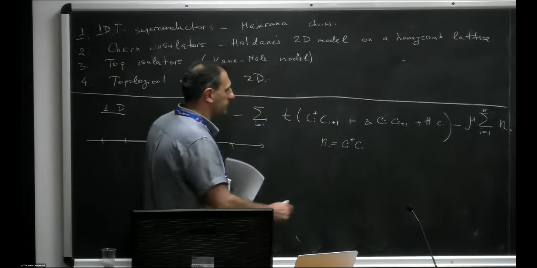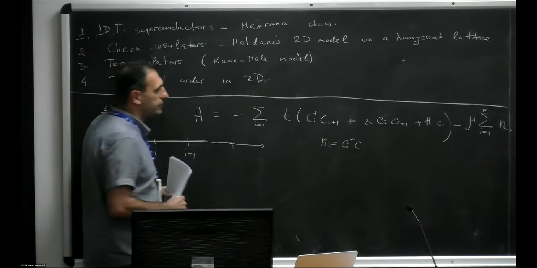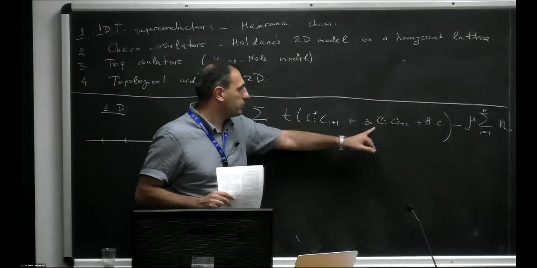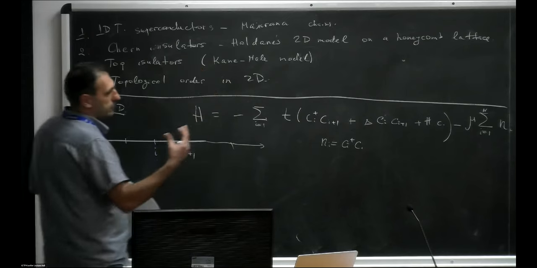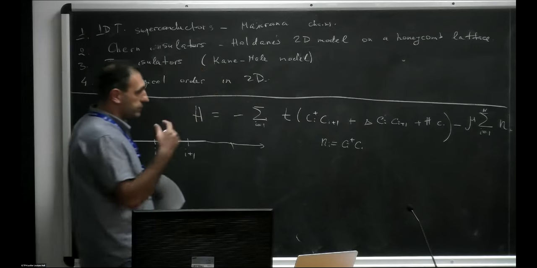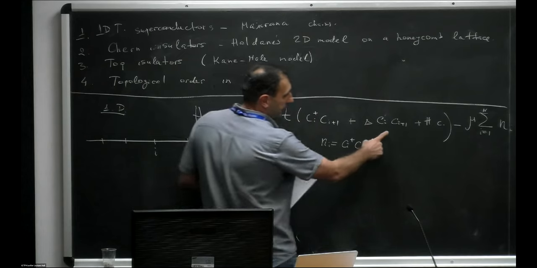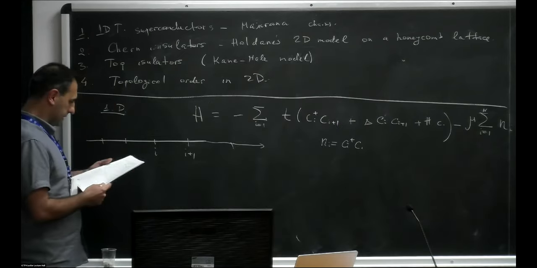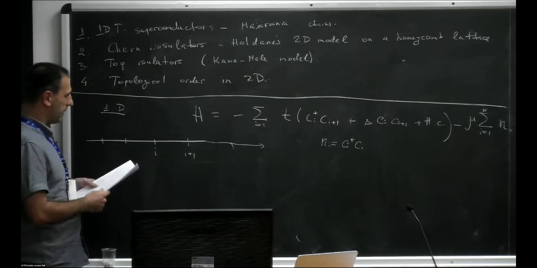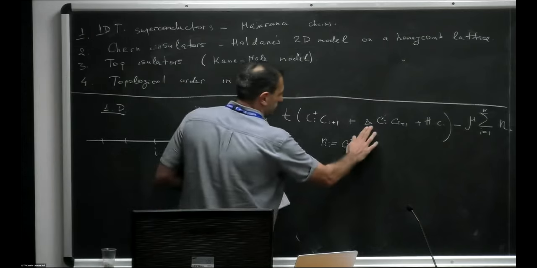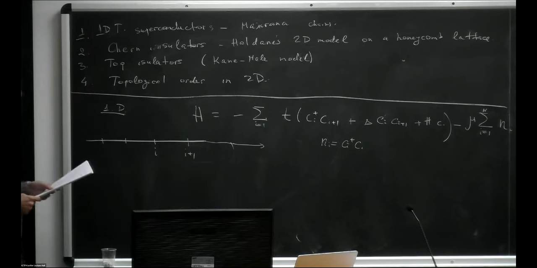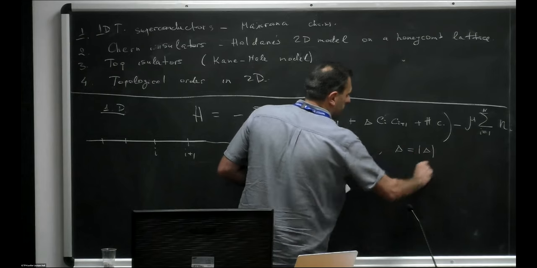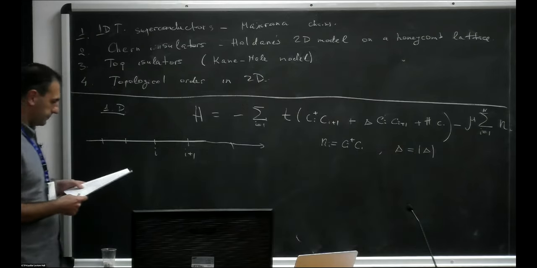Pairing has p-wave symmetry. If you do a Fourier transformation here, the basic operator corresponding to translation is the momentum. So your order parameter in k space will be proportional to the momentum, plus the chemical potential mu. And let us for simplicity assume that the phase of the order parameter delta is just a real number. It has no phase, because in this discussion it is not going to be relevant.